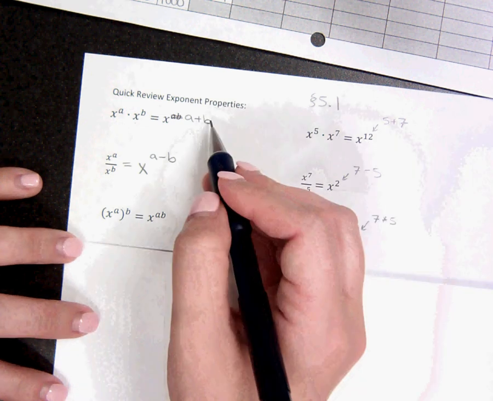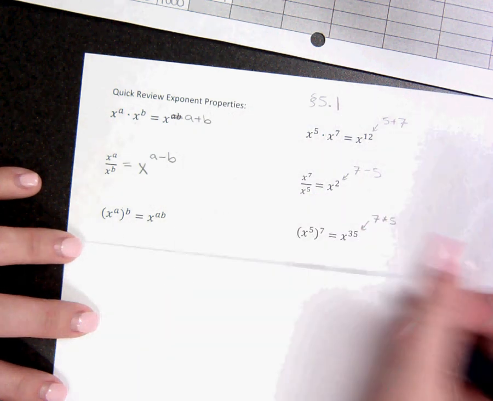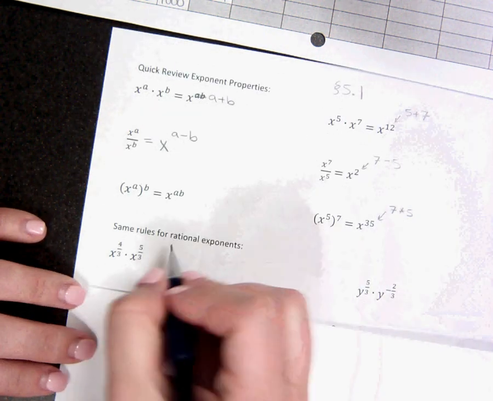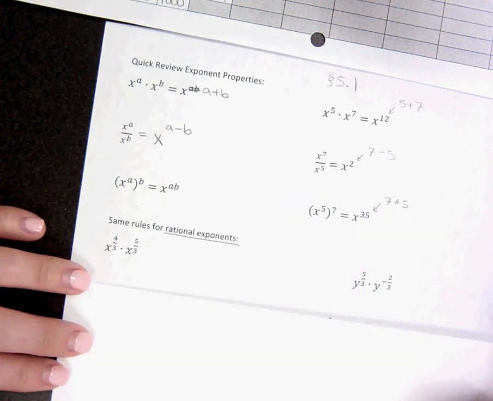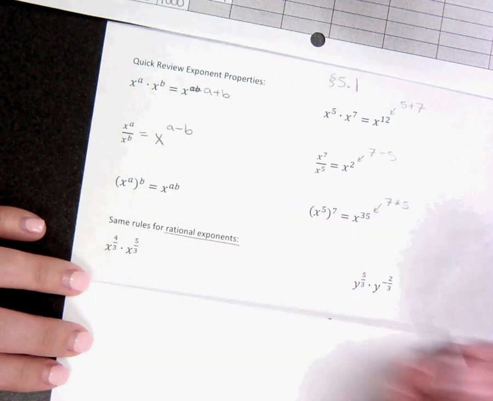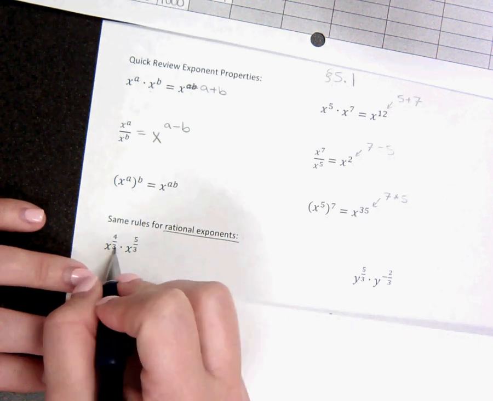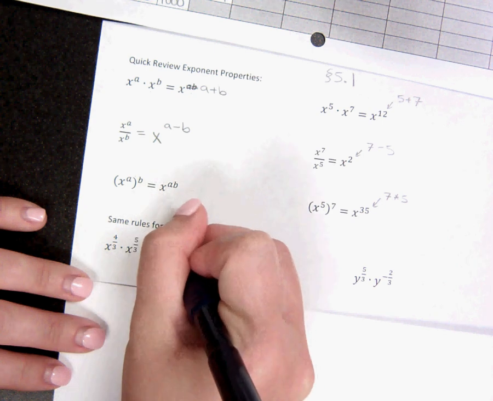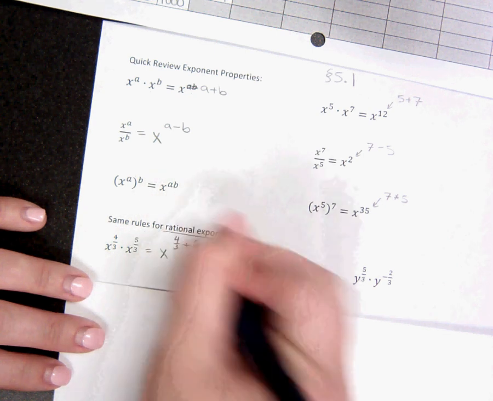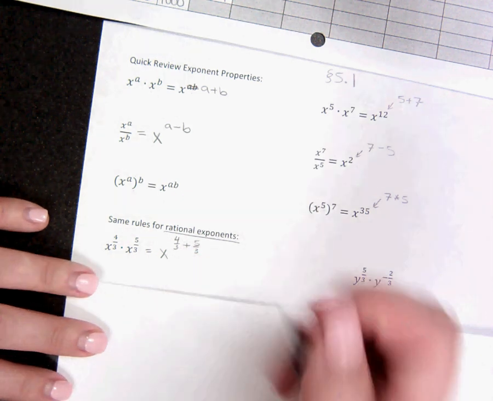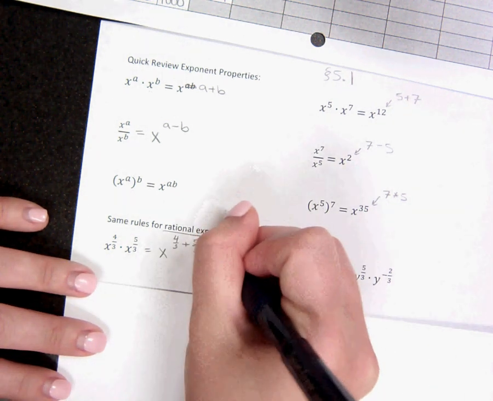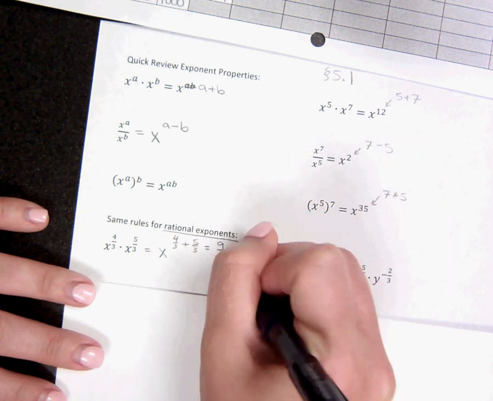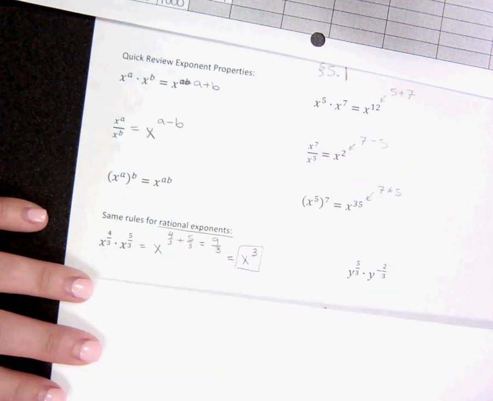So you should be familiar with the simple product rule, quotient rule, and power rule for exponents. We're going to use that same idea for rational exponents. The reason these look worse is because they're fractions, but the math is the same. So if I have x to the 4/3 times x to the 5/3, I would do x to the 4/3 plus 5/3. As long as the denominators are the same, I can add them together to get 9/3. And 9 divided by 3 is just 3. So my final answer would be x cubed.